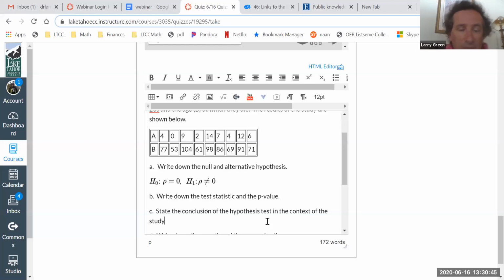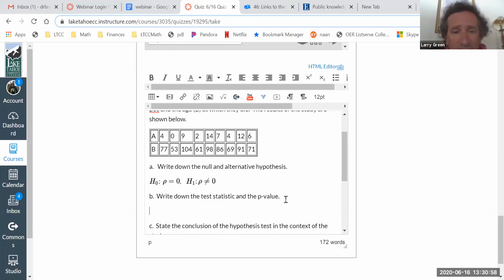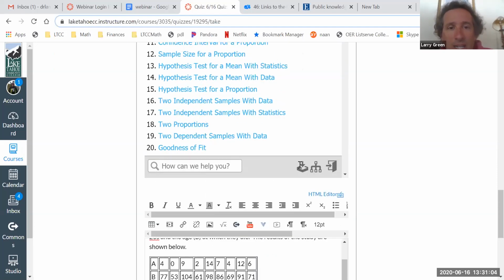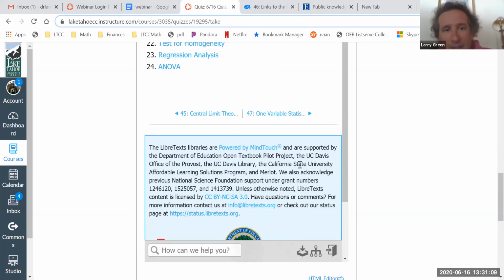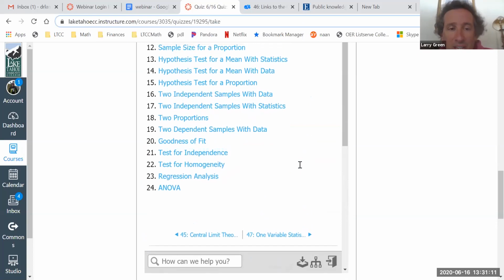Okay, and again, if you write not with an equal sign, that's fine too. But it looks prettier if I use the equation editor. Now write down the test statistic and p-value. That's going to take a little bit of busy work. That's where I need to go to my calculator. Which number should I use? 23, regression analysis. Definitely.